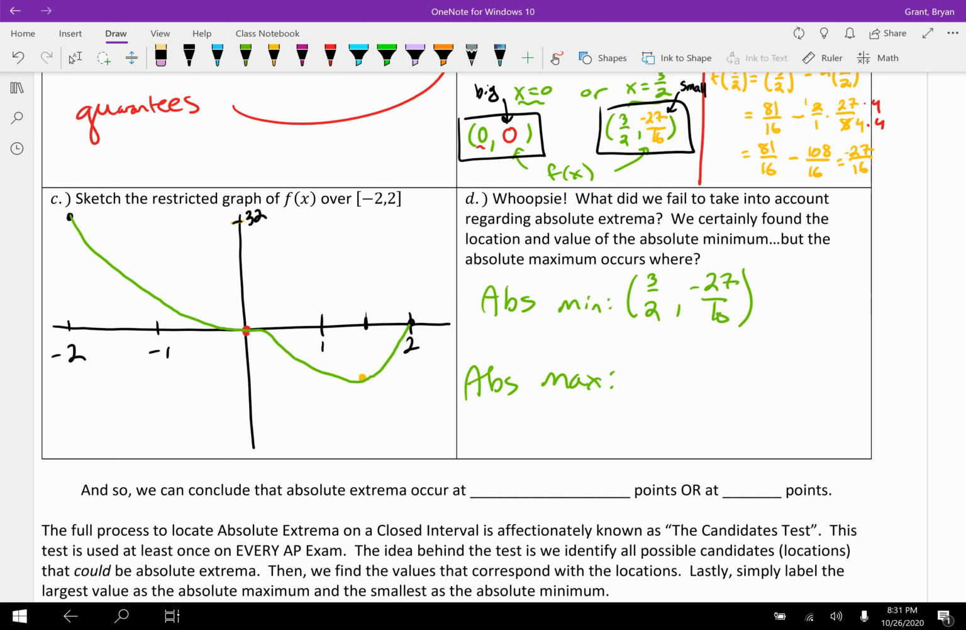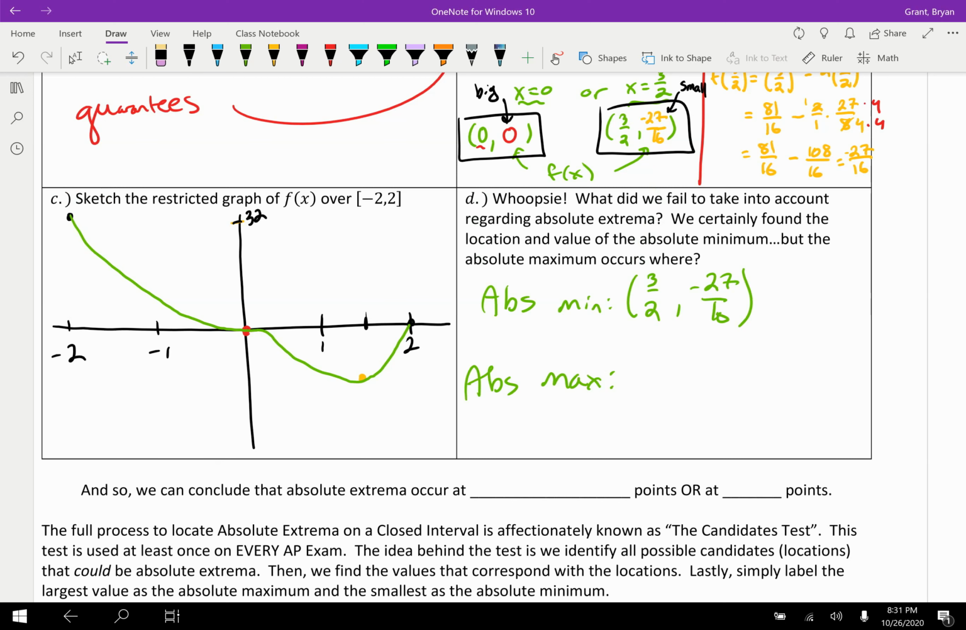Now, the full process to actually locate absolute extrema on a closed interval is usually known as the candidates test. No, it's not missing an apostrophe. It's putting up all the candidates and testing them. Okay? Now, this test, I say, is used at least once on every AP exam. It's probably more than once. It's extremely common, and it will definitely be there.